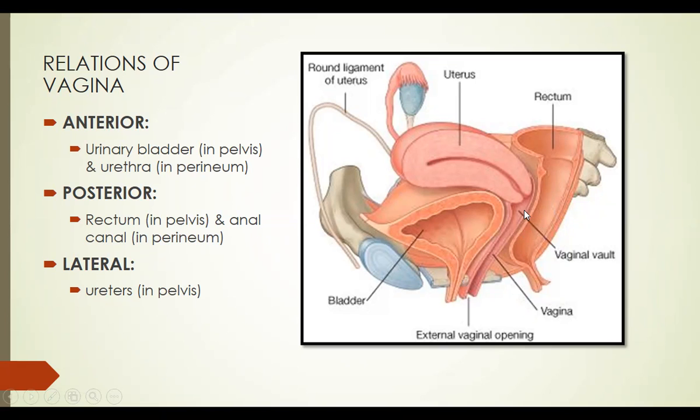Posterior wall, in the pelvis, it will be the rectum, and in the perineum, it will be the anal canal. So in the upper part, it will be the rectum, and in the lower part, it will be the anal canal. And laterally, it will be related to the ureters on either side. Okay, so especially the anterior and posterior relations are very important. In the upper part, the bladder, and in the lower part, the urethra. The posterior wall, the rectum, and in the lower part, the anal canal. These are some of the important relations of the vagina.